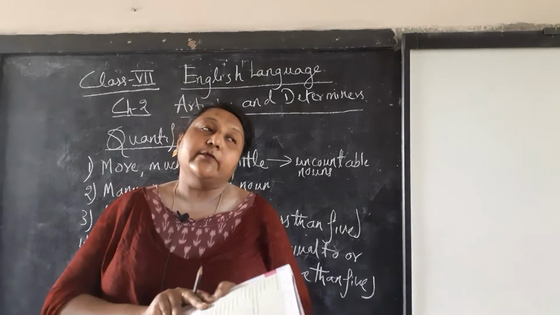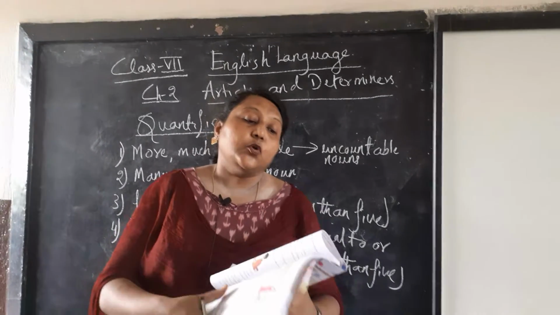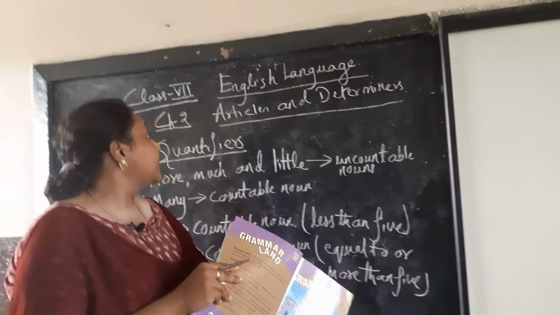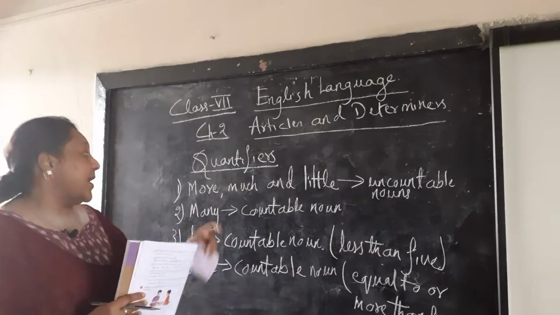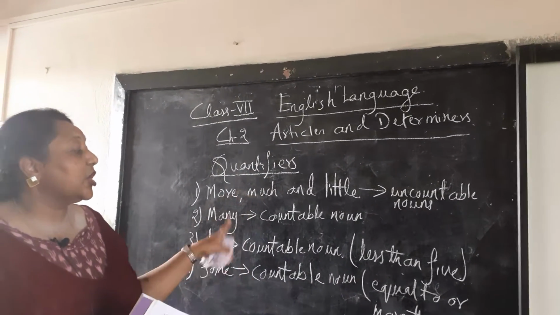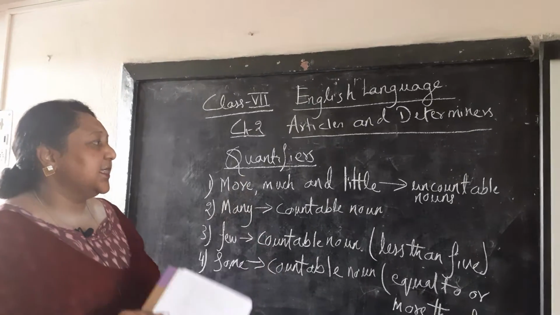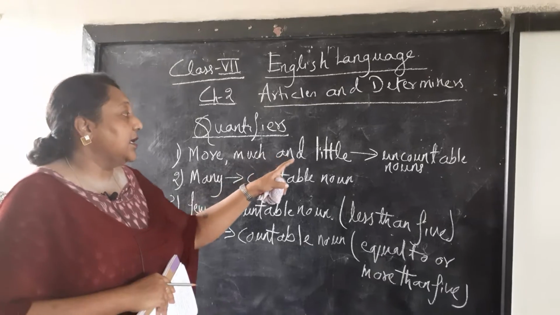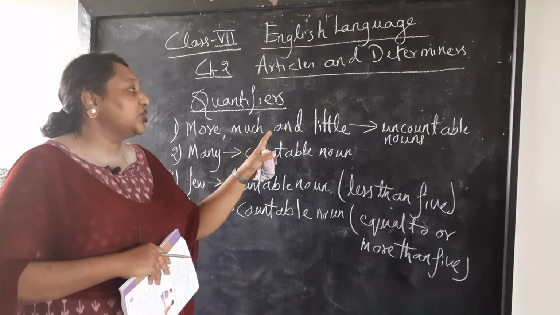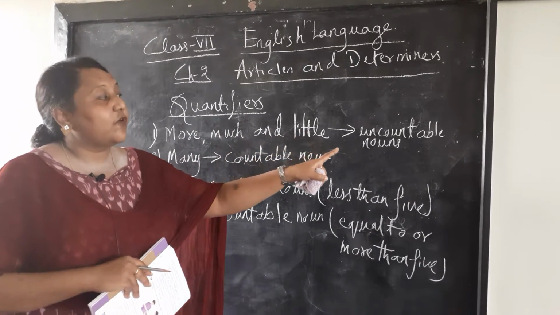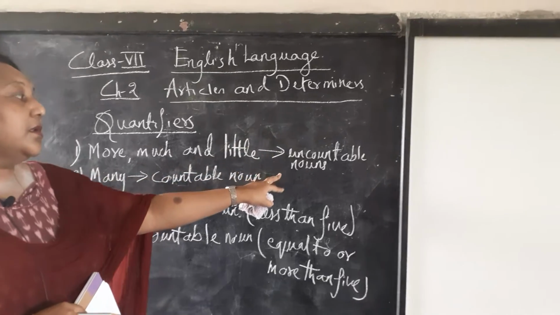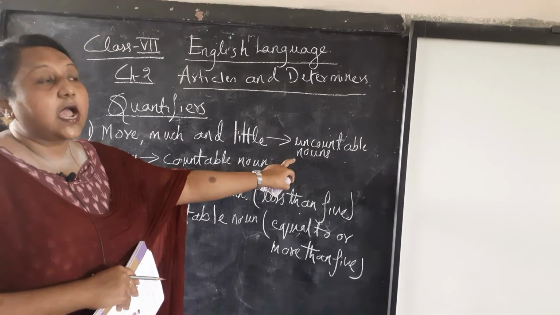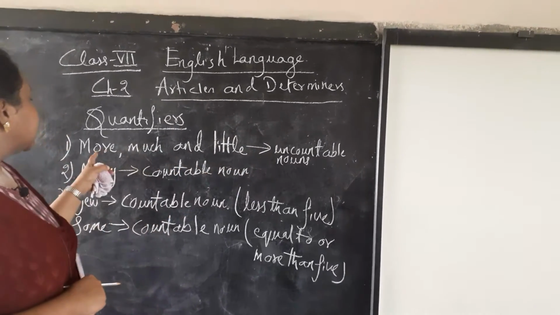Now, we are here first of all today to describe this particular word, quantifiers. Now, here I have made one chart. Various quantifiers are there in your book. First comes more, much and little. These 3, more, much, little, are used for uncountable nouns.